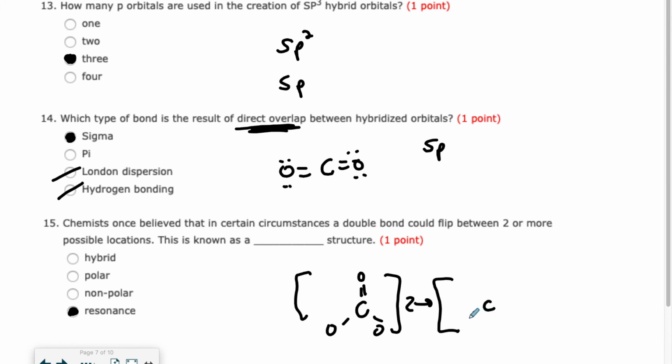I could have that double bond going to the oxygen on the left, or I could have that double bond going to the oxygen on the right. And of course you would have your lone electrons going around the oxygens as well. So this right here, this would be called the resonance structure for the carbonate anion.